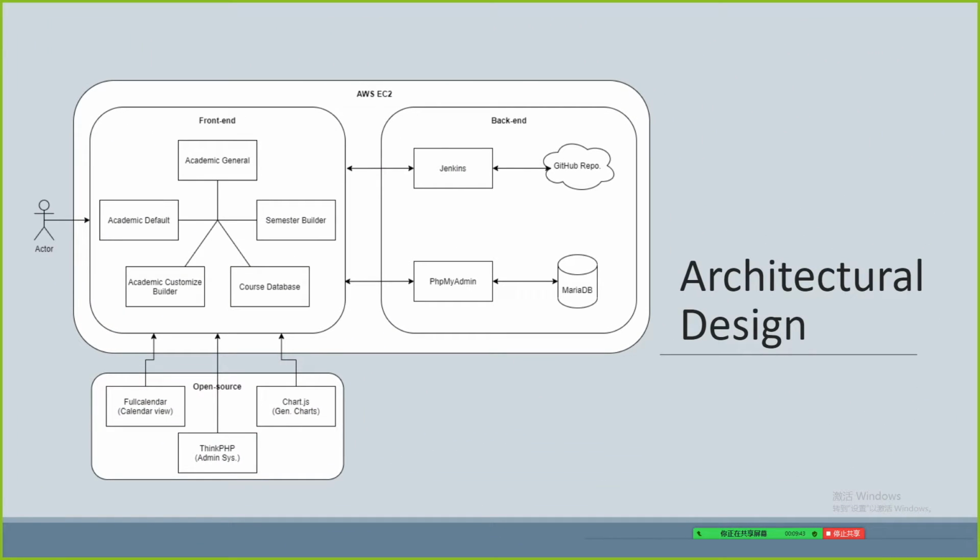This is the architecture design of our website. Basically, it can be divided into three parts: front-end, back-end, and integrated open source. All front-end and back-end data are stored in an AWS EC2 instance. Our website consists of 5 main functions, which will be introduced later. The GitHub code repository is connected with the server instance via a Jenkins pipeline. The data stored in the MariaDB can be quickly managed through phpMyAdmin. There are 3 open source APIs integrated into this project.